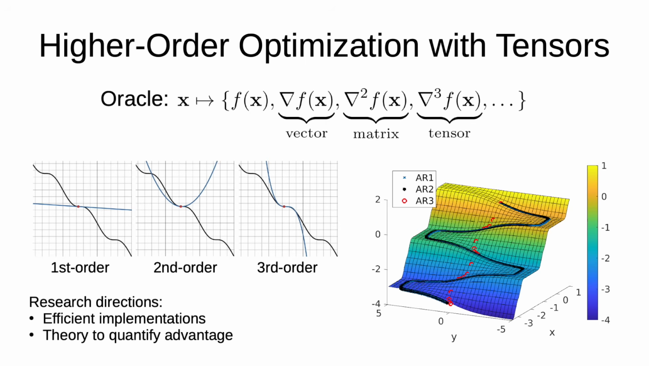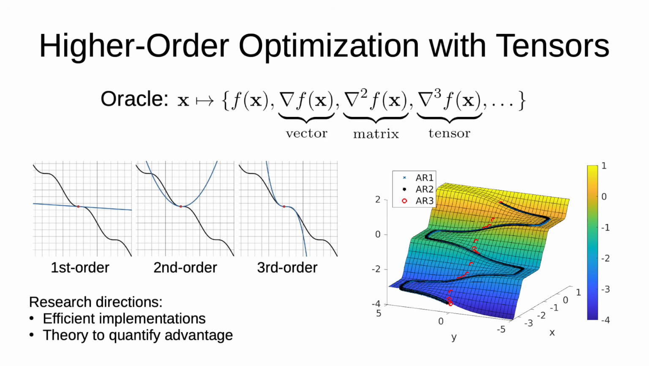Because third-order derivative information, or higher derivatives, are tensors, these are also called tensor methods. Now, there are two different directions to my research. On the one hand, I'm trying to efficiently implement these methods. On the other hand, I'm looking at it from a theoretical side to understand how much more we get by having access to these additional derivatives.